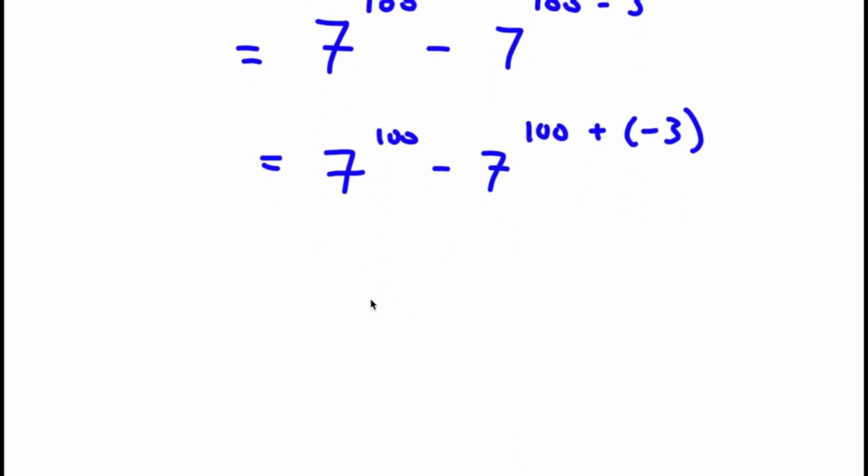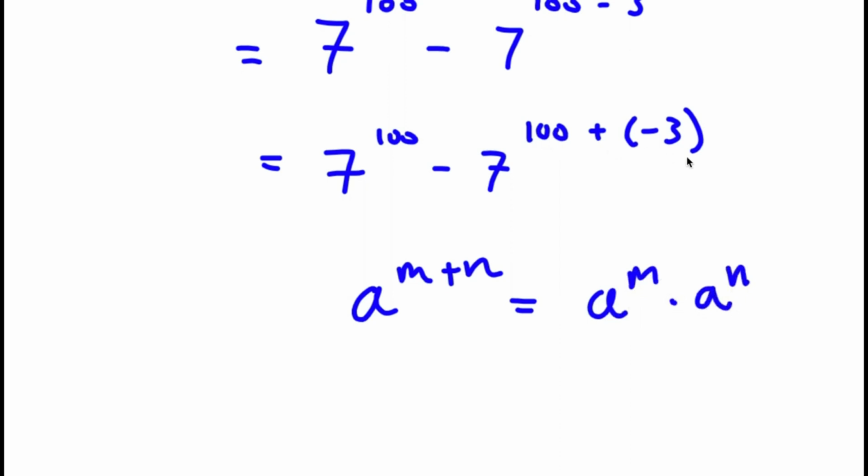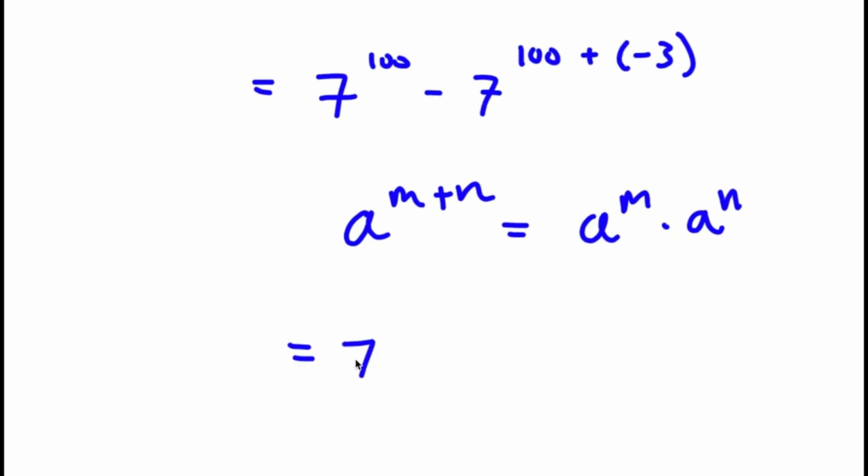Now remember, if I have something in the form a to the power of m plus n, this is equal to a to the power of m times a to the power of n. So 100 plus negative 3, that's going to equal 7 to the power of 100 times 7 to the power of negative 3.